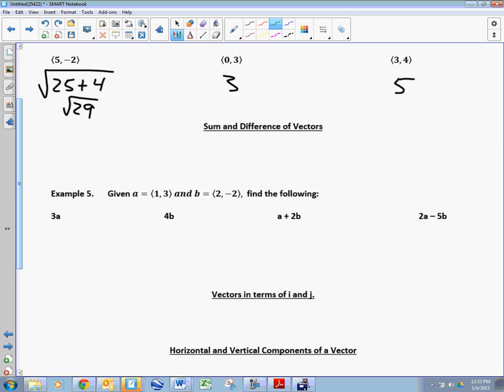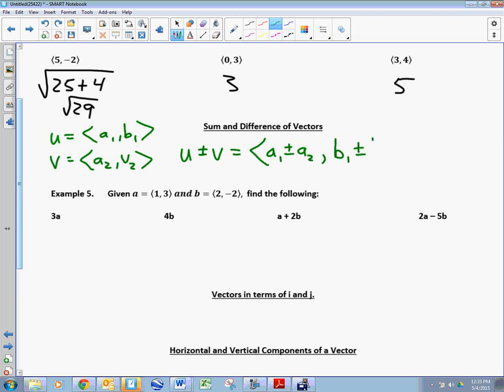If you have a vector u, which is a1, b1, and you have a vector v, which is a2, b2, then we want to look at the sum and difference of the vectors. If you want to take vector u plus or minus vector v, we would get a1 plus or minus a2, b1 plus or minus b2.